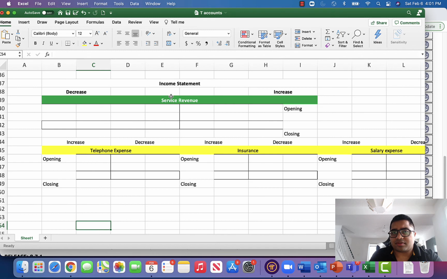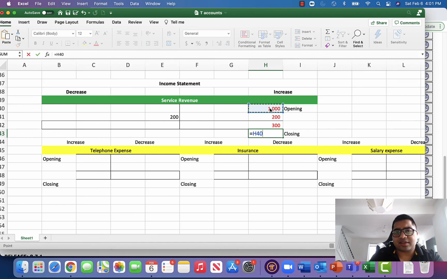All revenues, right, they behave like liabilities actually. So you have increase here on the left hand side, decrease here. Okay, so increase on this side, decrease on this side. Opening balance, closing balance. So let's say $1000 of sales you had, you increased sales by 200, 300 and whatever, right? There was a refund of $200. So any decrease will come here, all the increases will come here. Closing balance is opening plus the increases minus the decrease.